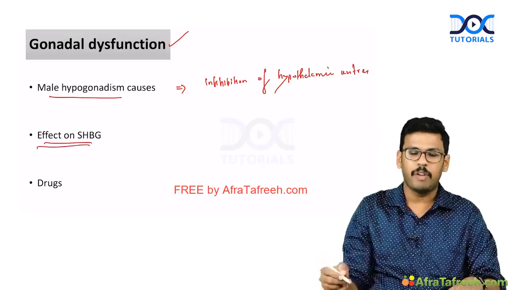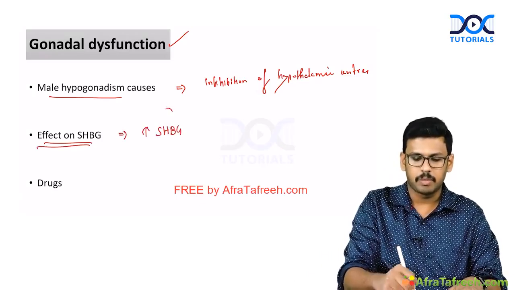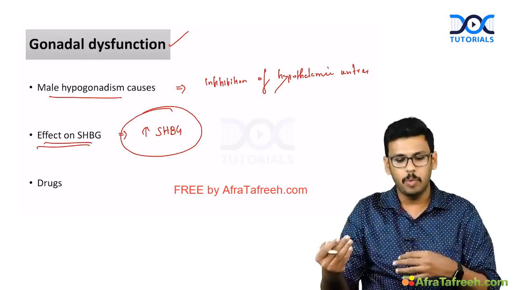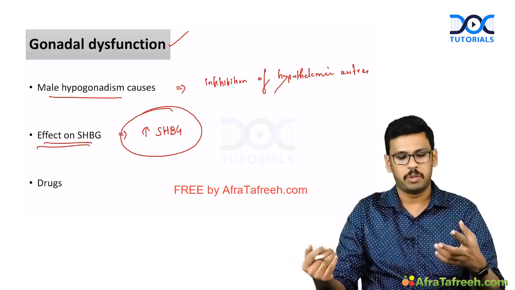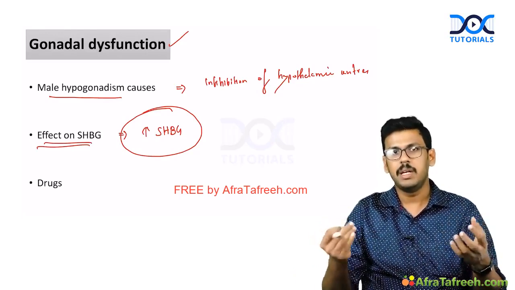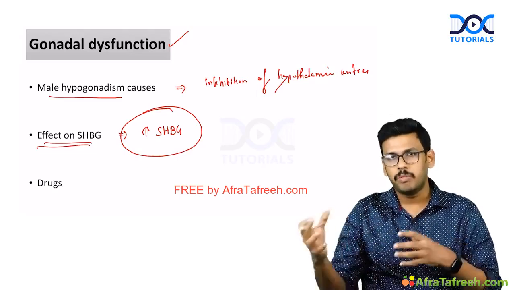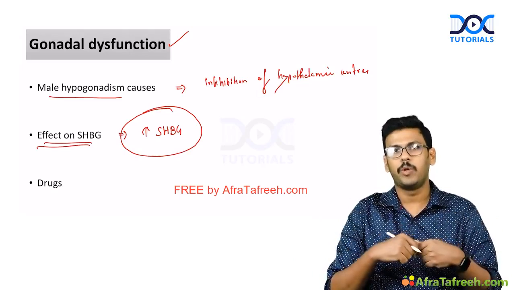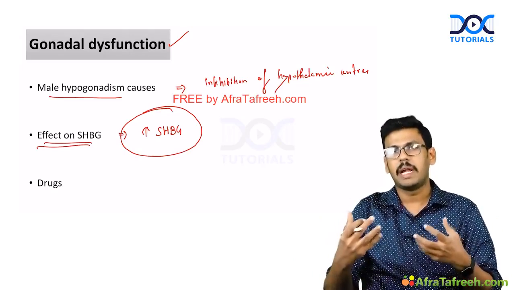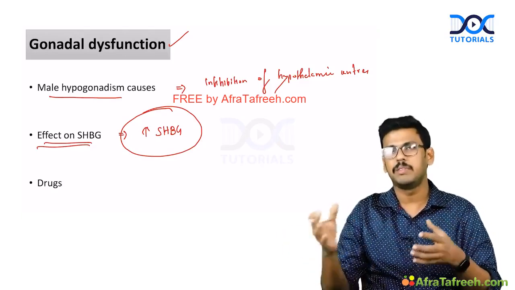Now, effect on SHBG: it causes an increase in SHBG levels. In fact, HIV infection can increase thyroxine binding globulin and sex hormone binding globulin also. So another effect is that when there is increased SHBG, the free testosterone concentration may reduce, because more of the testosterone will be bound to sex hormone binding globulin, and this can result in hypogonadal symptoms, the patient presenting with hypogonadism, erectile dysfunction, etc.